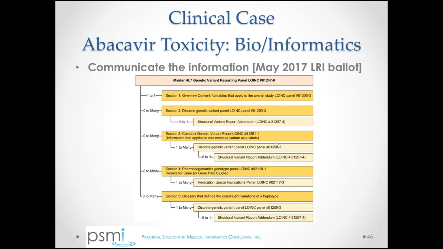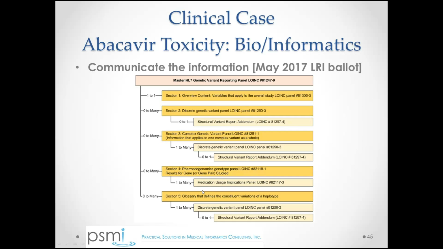And finally, oh my gosh, you guys have bared with me for so long. I appreciate it. Finally, we want to communicate the information. And in the May 2017 LRI ballot, we've talked a lot about communicating discrete genetic variants. There's also a section in that ballot designed for communicating pharmacogenomics genotype panels. And if you looked at this back in earlier drafts, it's been modified now. This particular section addresses 3 use cases.